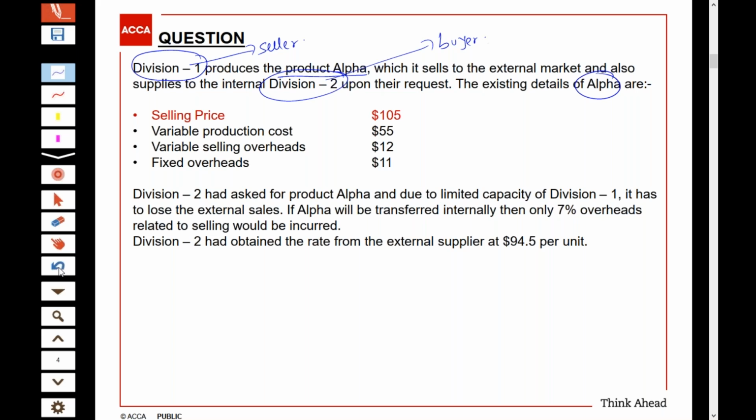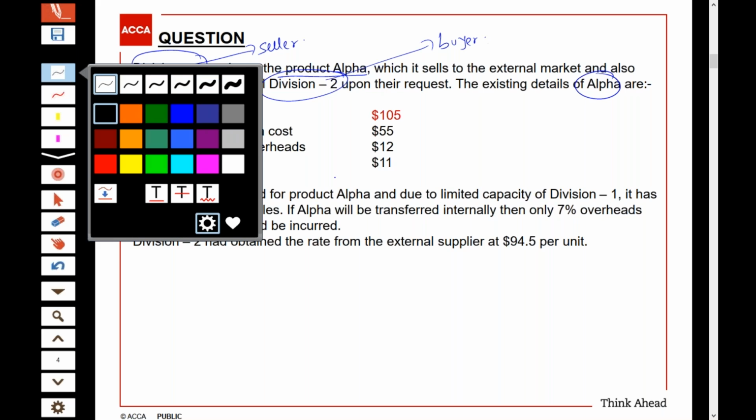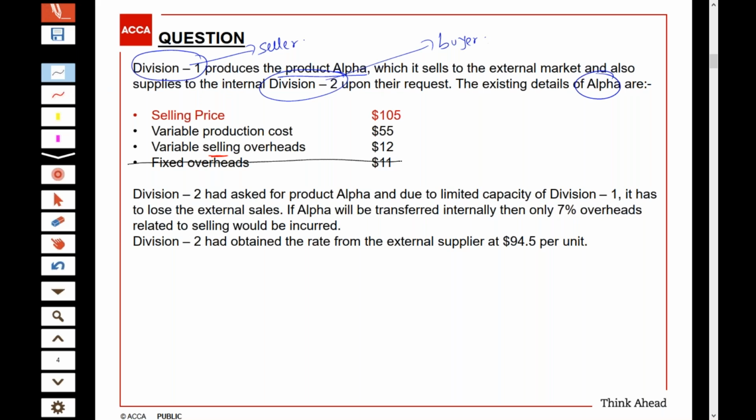Okay, now what is written? The existing details of alpha are, what is selling price? 105, variable cost 55, variable selling overheads 12, and fixed overheads 11. Remember, fixed overheads will not be considered. Why? Because it is not relevant. Why not relevant, sir? Please explain.